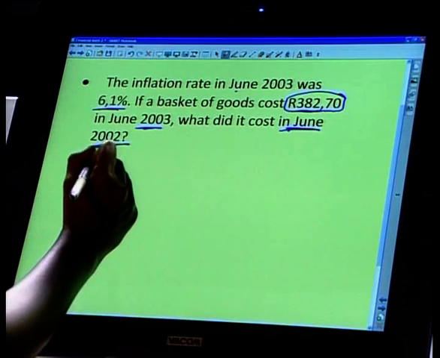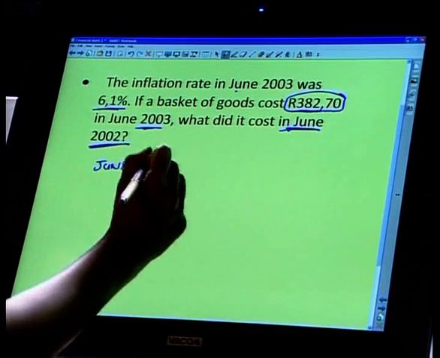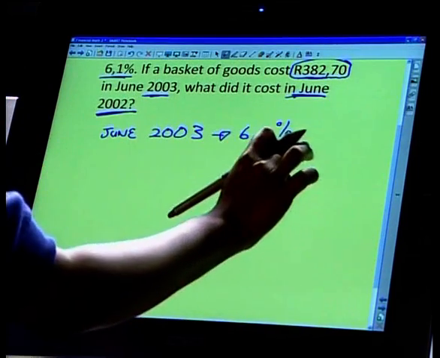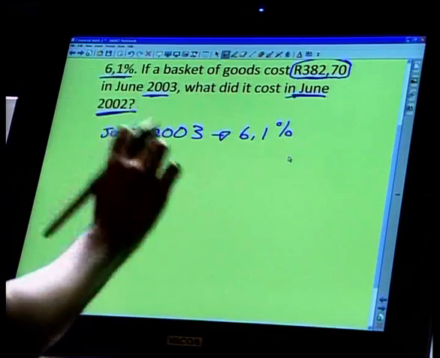And they want you to say now, well, what did that same basket of goods that cost 382 Rand, what will it cost the year before? Okay, so the same month the year before, what will it cost? And remember, what we're given here is in June 2003, an inflation rate of 6.1%. At the very beginning, I told you that an inflation rate of 6.1% in this case means that prices in this month are now 6.1% more than they were in the same month a year ago. Okay, so in June 2002, the prices were 6.1% less than they are now.